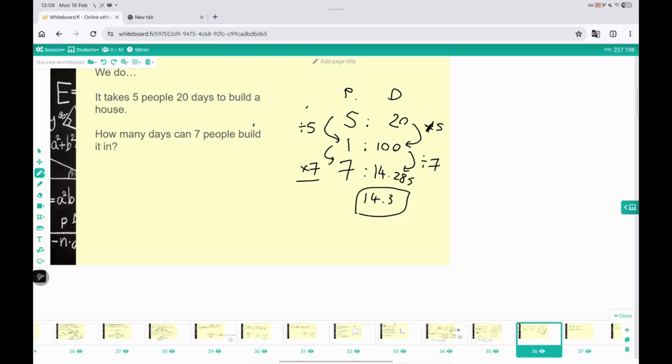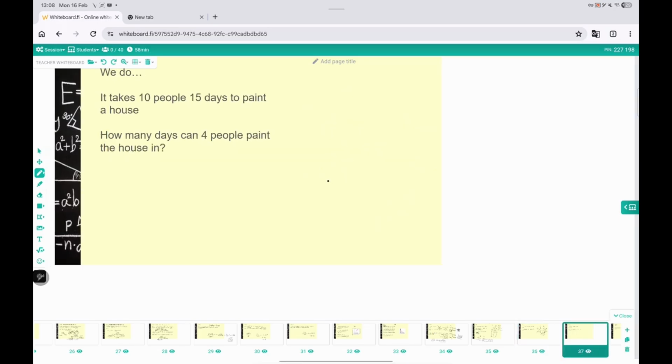Check if it makes sense. If you've got 5 people and it takes you 20 days, then when you've got 7 people, it should take you less time. So you're looking for an answer less than 20. So 14.3 makes sense. Right, so here's a question for you to have a go at.